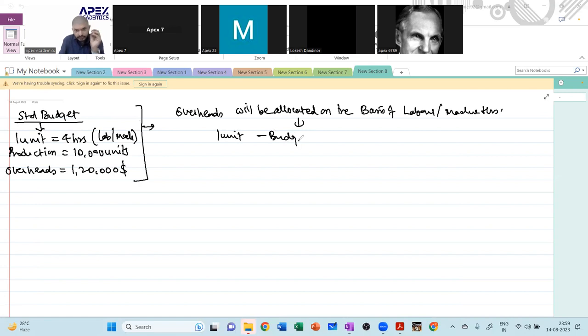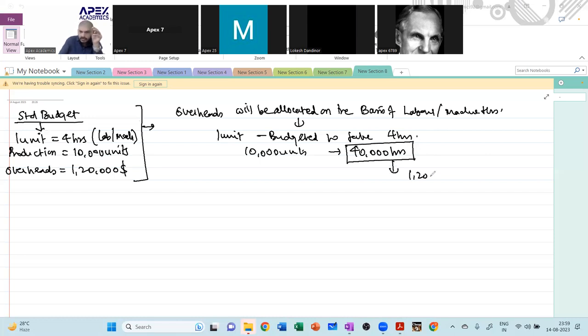So we are looking at 1 unit budgeted to take 4 hours. So 10,000 units will take how many hours? 40,000 hours. Now, what is the cost of these 40,000 hours? It costs 120,000. How much is this? This is 3 per hour.